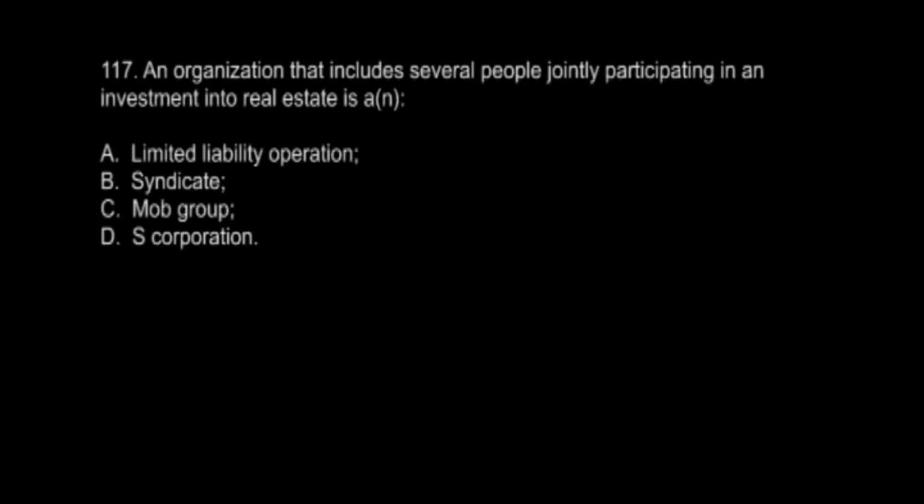117. An organization that includes several people jointly participating in an investment into real estate is a. a limited liability operation, B. syndicate, C. mob group, D. S corporation.